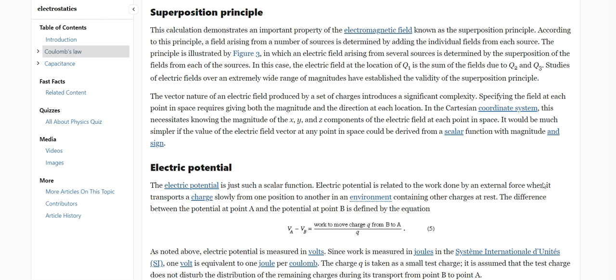Studies of electric fields over an extremely wide range of magnitudes have established the validity of the superposition principle. The vector nature of an electric field produced by a set of charges introduces a significant complexity. Specifying the field at each point in space requires giving both the magnitude and the direction at each location. In the Cartesian coordinate system, this necessitates knowing the magnitude of the x, y, and z components of the electric field at each point in space. It would be much simpler if the value of the electric field vector at any point in space could be derived from a scalar function with magnitude and sign.